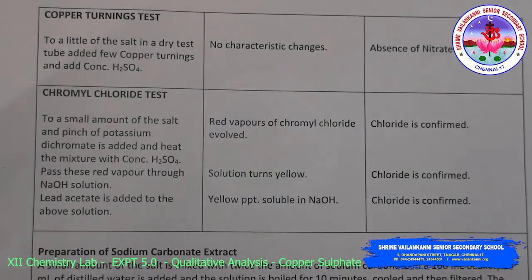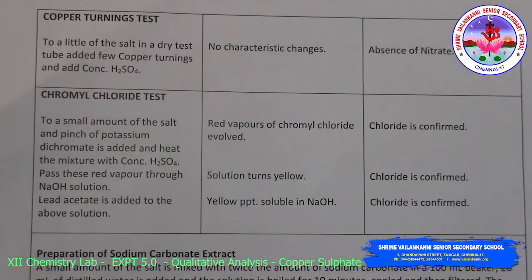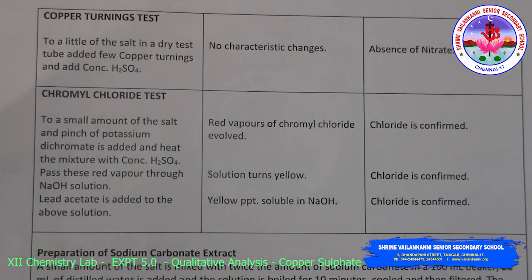The copper turning test. Take the substance in a dry test tube, add some copper turnings and add concentrated sulfuric acid. No characteristic changes, so nitrate is absent.